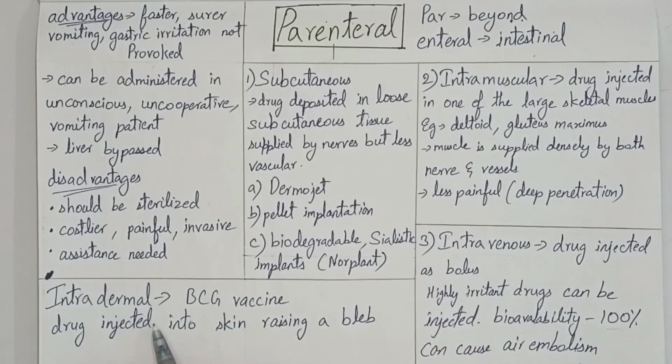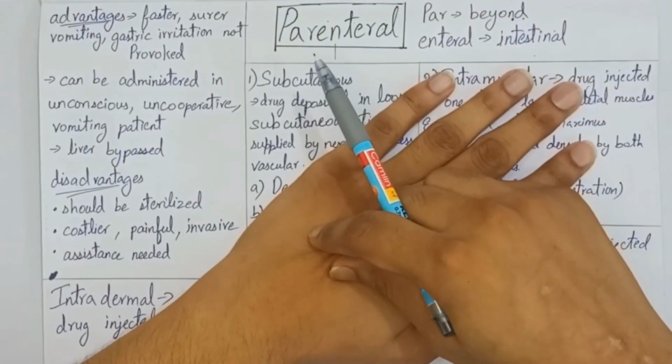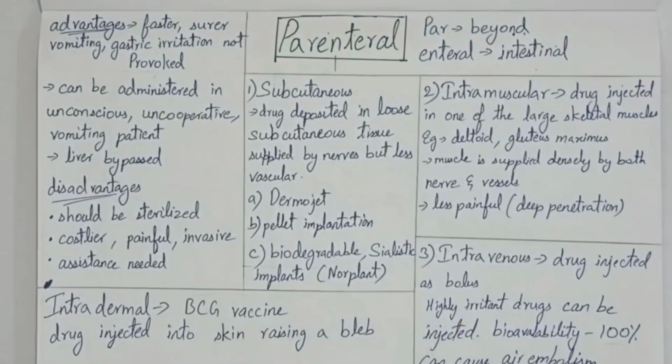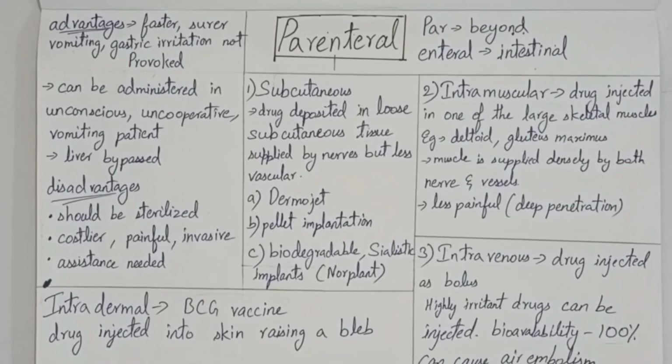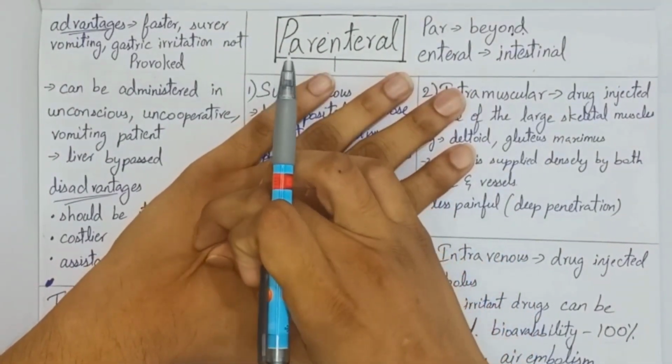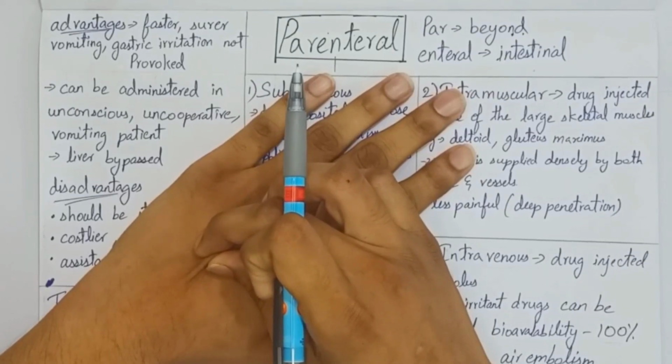Intradermal. BCG vaccine is generally given by this route. The drug is injected into the skin, raising a bleb. Which means you should pierce the skin, pinching the skin a little bit to give the injection.